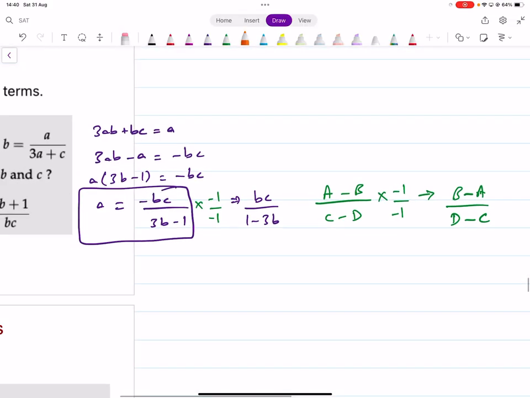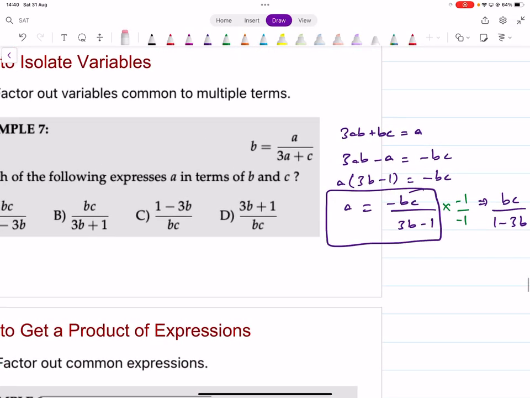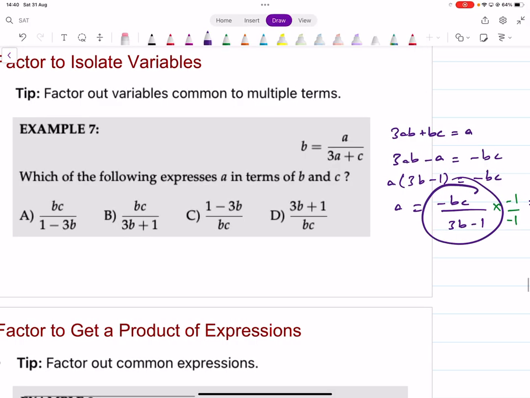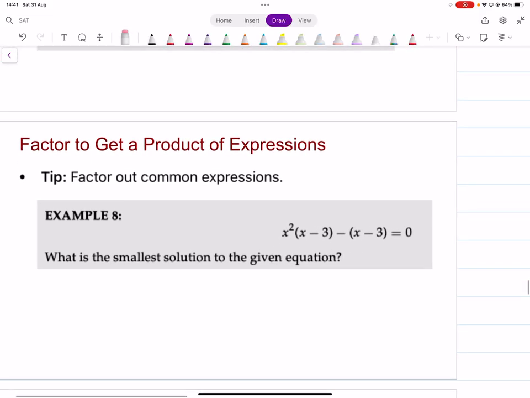So in this case, what we're saying is we have gotten minus bc over 3b minus 1. This is actually equivalent to this because we can get from this form to that form by just multiplying and dividing by negative 1. All right? Any problems with this? No? Okay.